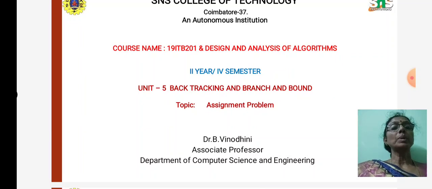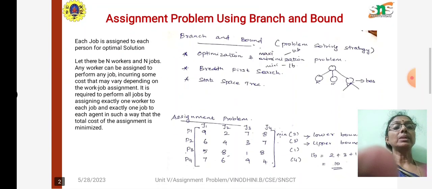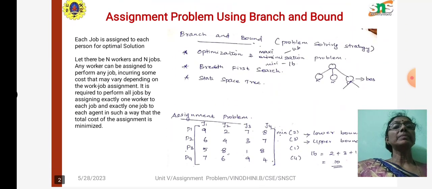So the assignment problem, we have already seen this in the previous method. What is the assignment problem? We have to assign a job to a given particular person. What is our objective? We have to assign a job to all the persons with a minimum number of hours to complete the jobs. So each job is assigned to each person for an optimal solution. Suppose there are n workers and n jobs, any worker can be assigned to any job. Our objective is to complete our jobs within a minimum amount of time.